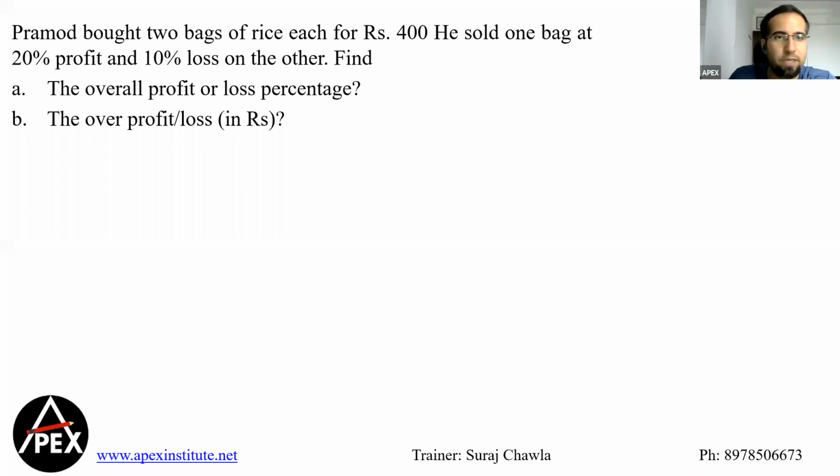Yep, let's see this question now. This says that Pramod bought two rice bags at 400 rupees. He sold one at a profit of 20% and the other at a loss of 10%. Now, one direct calculation is very simple. The overall profit or loss percentage is plus 20 minus 10 divided by 2, which means he makes an overall profit of 5%.